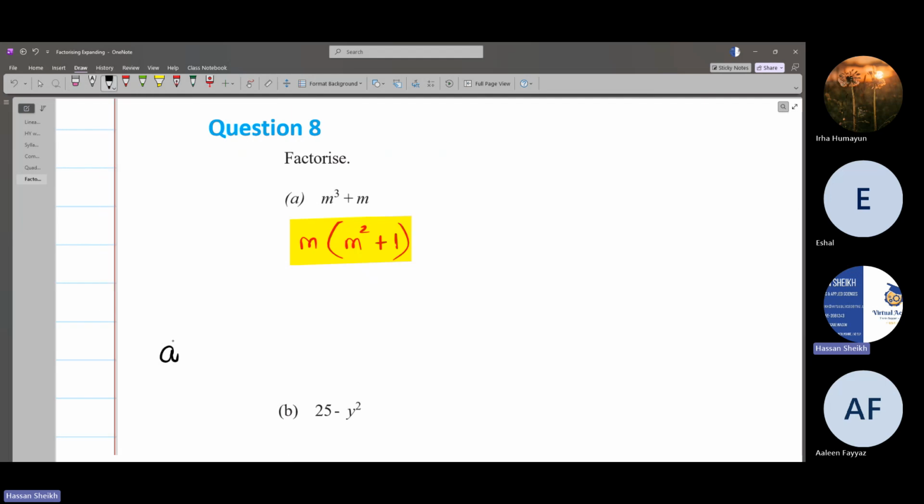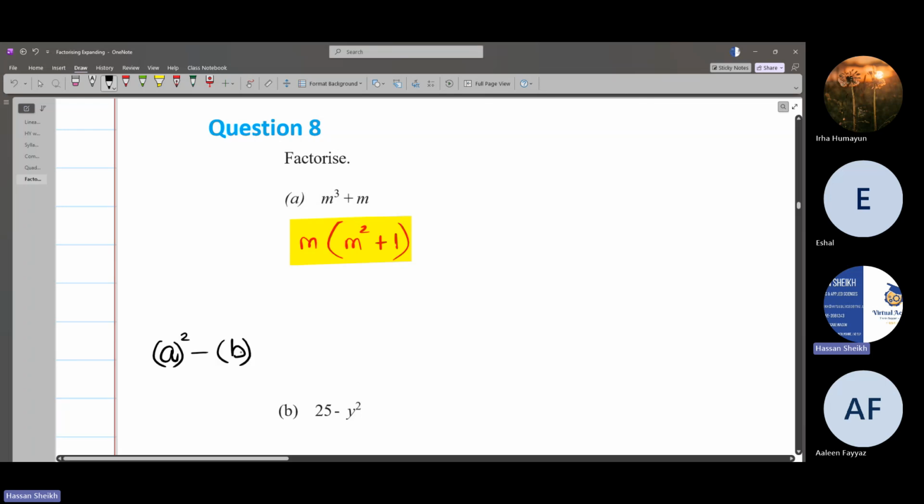And what do you know about the difference of square formula? You know the difference of square formula? a square minus b square. What is that? a plus b and a minus b. Very well done.